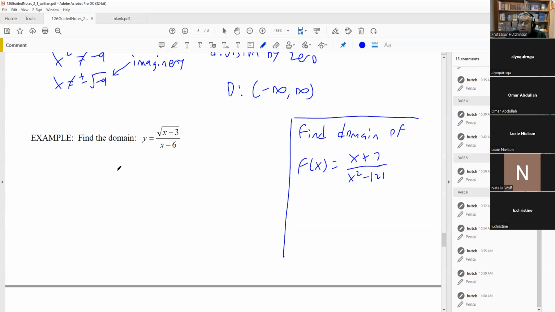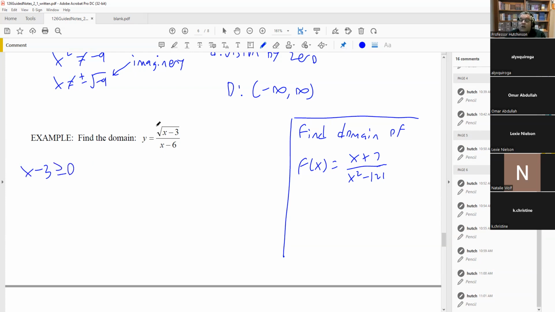Okay, let's do this one right here, find the domain. Now I have two different situations, two different things happening here. First of all, I have a square root on top. Square root means that, so let's deal with the square root first. For that, I have x minus 3 is greater than or equal to 0.